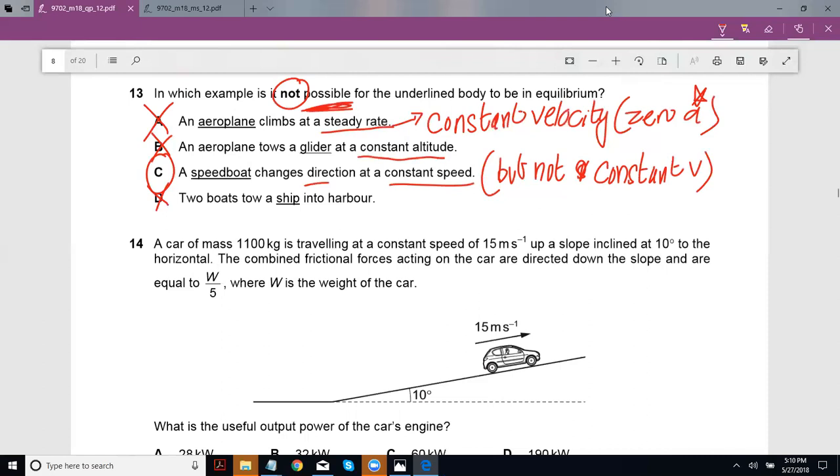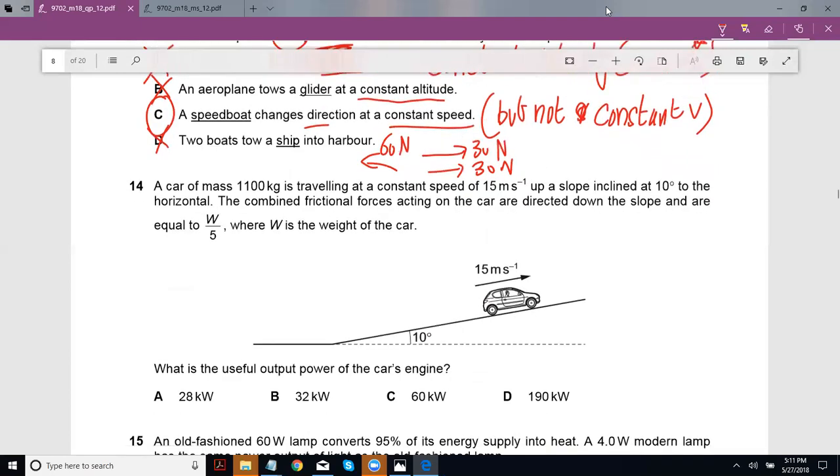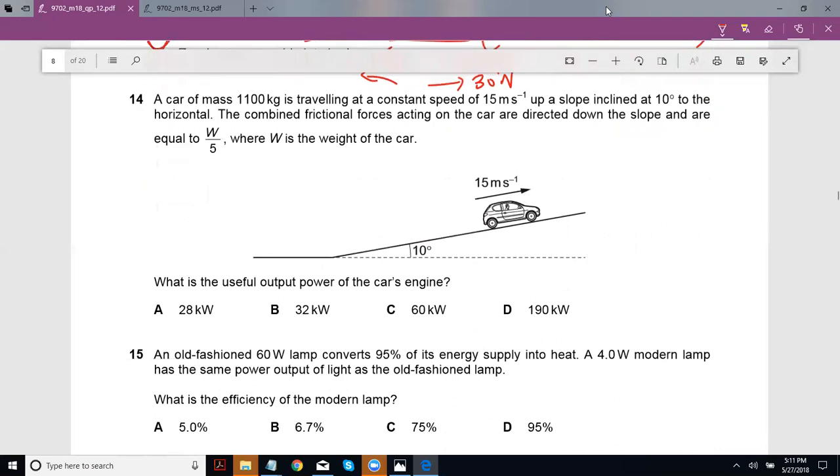You can cross out D as well, because if two boats tow a ship into the harbor, let's suppose the two boats are pulling with some amount of force from the front, and the drag force of the water is going backwards. Let's suppose the two are pulling at 30 newtons, and the drag force is 60 newtons, very arbitrary figures. But obviously in such a case it would be in equilibrium, so it is possible that it can be in equilibrium. Okay.